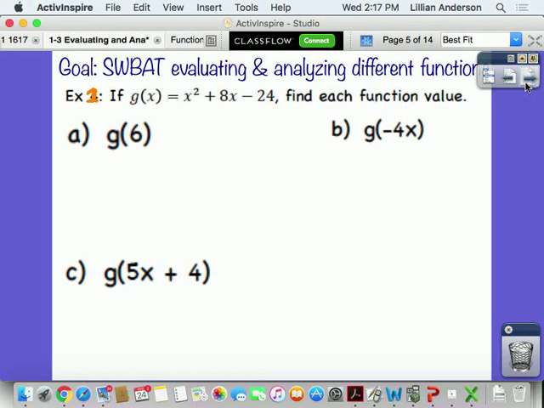So that's exactly what we're going to do. We're going to be given a function, in this case, g of x equals x squared plus 8x minus 24, and we're asked to find each function value. So for this very first one, g of 6, that literally means that 6 is going to replace x in the function. So this is going to become 6 squared plus 8 times 6 minus 24. And then we just square, multiply, add, and subtract. All right? What's 6 squared? Anybody? 36.